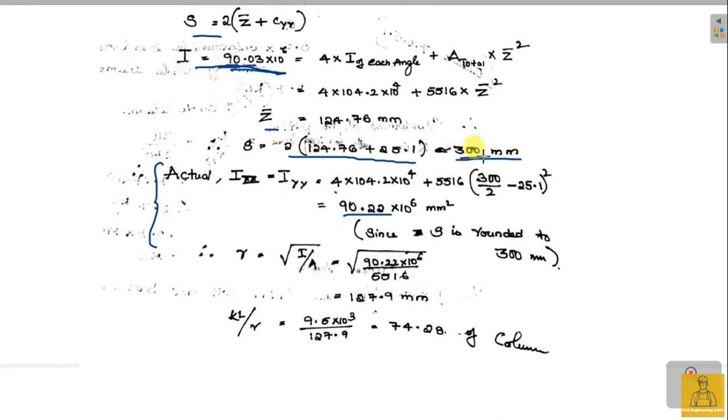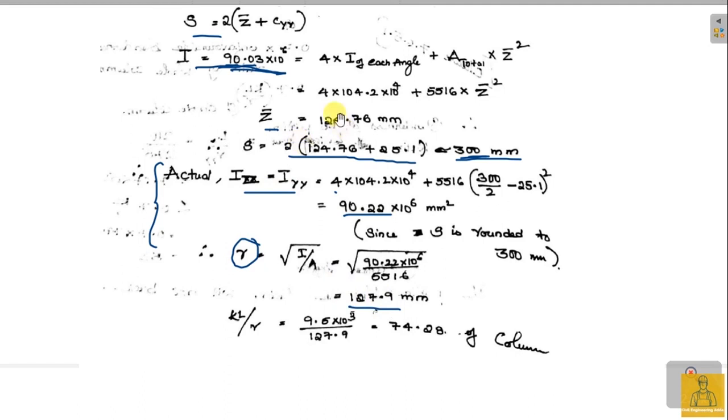But if the rounding off of this S is very high, say the value is something like 280 and you have considered 300, 20 mm is the distance you have rounded off. Then you have to calculate the new moment of inertia of the built-up column in such a case. I'm not going to explain this step once again, as you know it earlier. From this, if you calculate the actual moment of inertia the second time, you will get the radius of gyration also again, which will be equal to 127.9 mm.